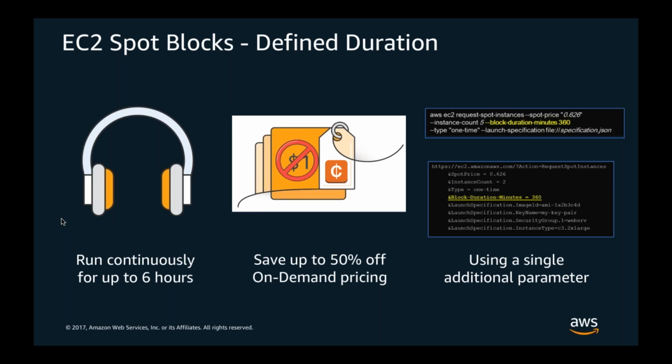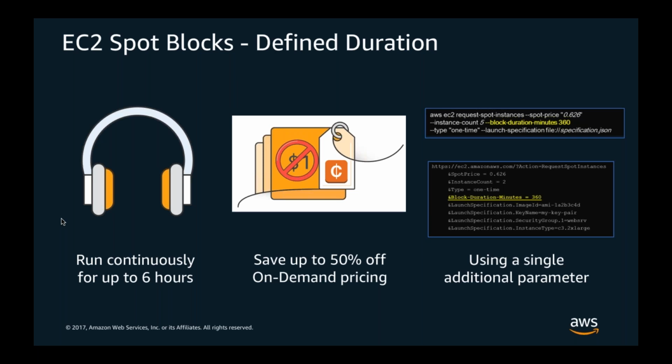Using spot blocks and requesting a defined duration is simply another parameter when you're requesting a spot instance, and it's really just passing how long would I like this instance to run, for what duration. So in this case, if you had said, I would like my spot instance to run for 360 minutes, we take a look at our capacity. If we think that your instances can run uninterrupted for that period of time, we will go ahead and fulfill those spot block requests for you. Those instances will appear in your account and you have access to them.